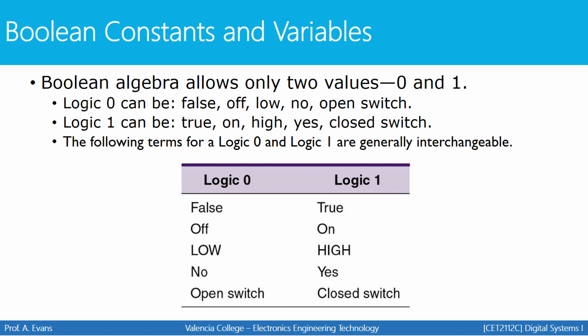So, Boolean algebra only allows two values, 0 and 1. Some other terms that you may see for a 0 could be false, off, low, no, or an open switch. A logic 1 might also be considered to be true, on, high, yes, or a closed switch. So these terms are generally interchangeable, and depending on what realm of digital circuits or even computer programming that you're in, you'll see some of these terms. For example, true and false are generally used a lot in programming when you're evaluating the validity of a statement.